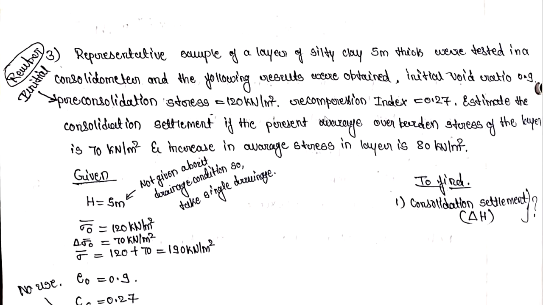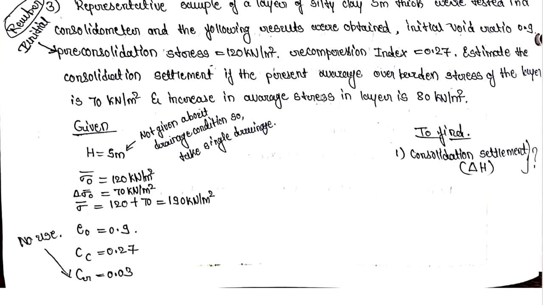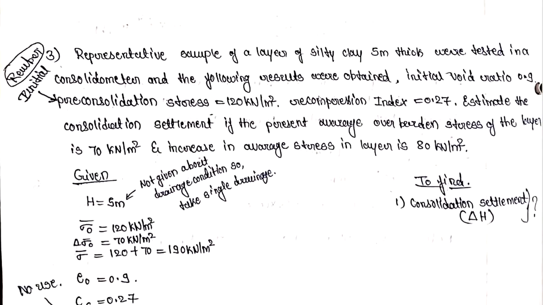Full stop. The recompression index is 0.27. Estimate the consolidation settlement, if the present average overburden stress of the layer is 70 kilonewton per meter square and the increase in average stress in the layer is 80 kilonewton per meter square. So what are the things they have given? Let us find out first.